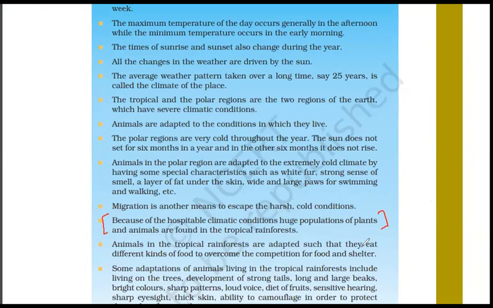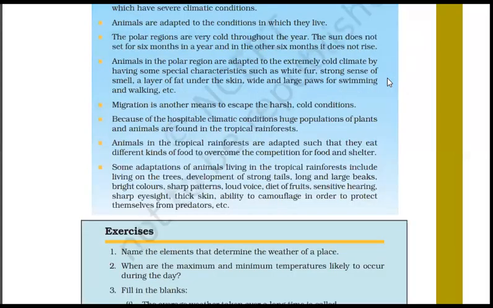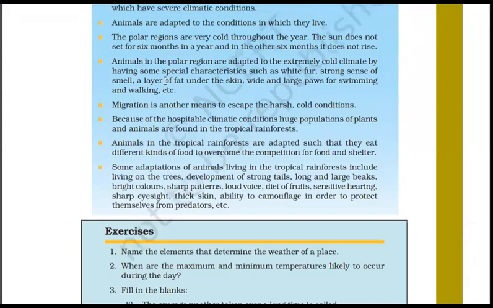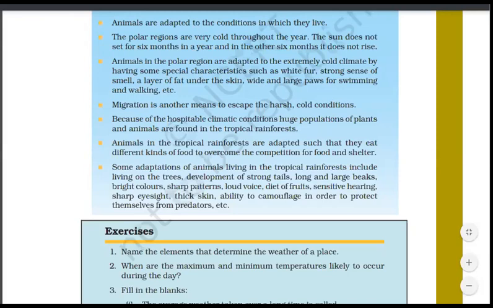Now, what is the tropical region? The tropical region is near the equator. It has lots of rain. That's why there are lots of plants and animals in the tropical region. Because there's lots of rain, there are lots of plants, and because of lots of plants and forest, there are lots of animals. Animals of the tropical rainforest have adapted so that they can eat different kinds of food. Most of them are omnivorous, they can eat plants and all those things. For example, elephants generally eat leaves. But polar bears generally live on fish.